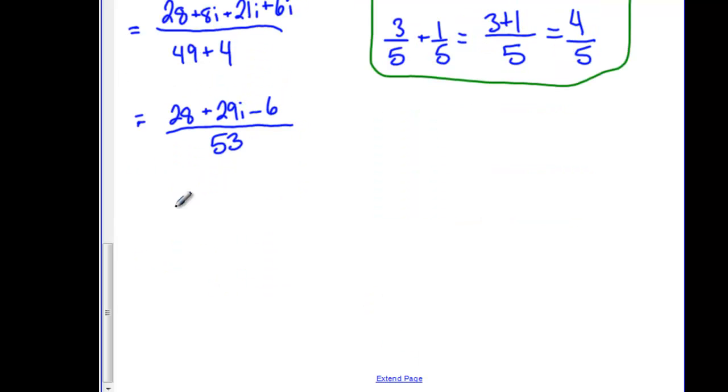So 28 minus the 6 is going to give us, okay, 22. And I'm going to go ahead and put that over 53. And then I have plus 29 over 53 for the imaginary part. So 29 53rds i. Is that okay? I shorthanded that one a little bit.